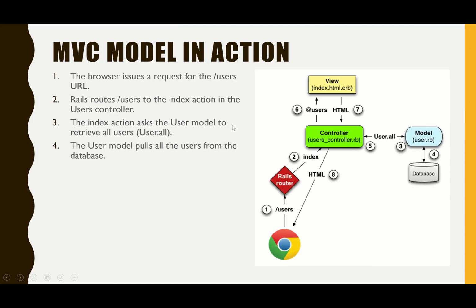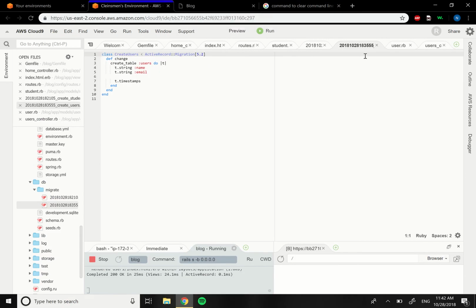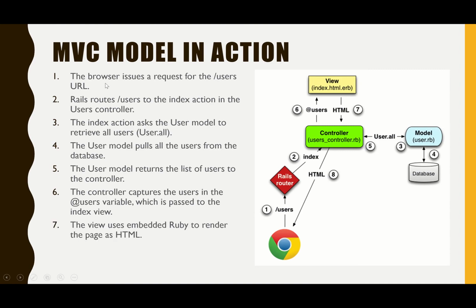That particular database is going to pull all the users from whatever this database has, and it's going to return this list back to the controller, and then the controller will recapture everything. The controller will recapture all the information that's pumped back into add users, because user.all equals that add users variable. And then it's passed on to the index view. And this view will use the embedded Ruby to pass it back down to the page as HTML.